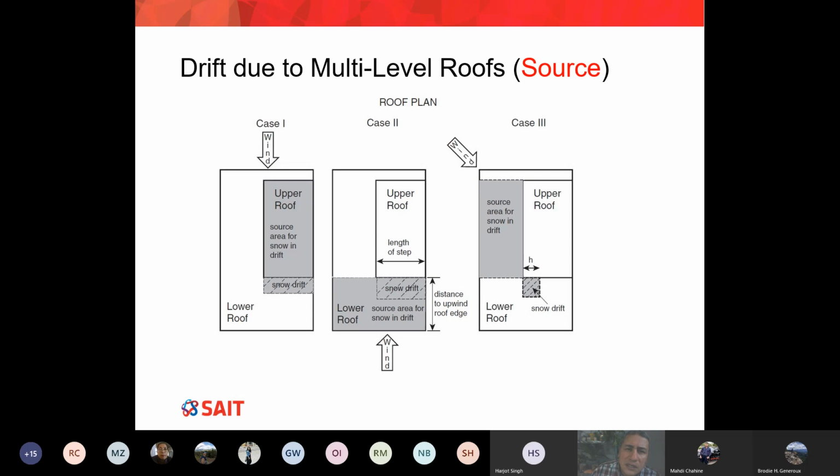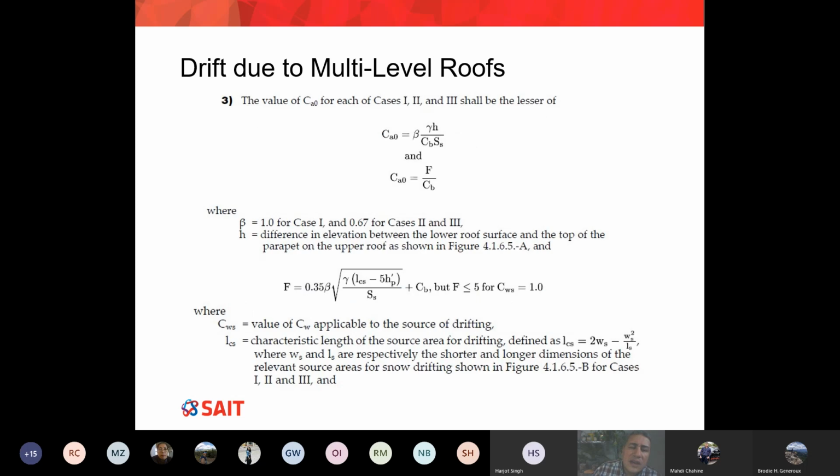Don't give up on me, okay? Be patient. Now, once we know the source, whether it's the upper roof or a different portion of the lower roof, in case 1 or 2 or case number 3, next is the equation that we will use to find the F. So one more time, if you remember, the C_A0 was the lesser of those numbers: beta, gamma, H_B, S_S, and F divided by C_B.